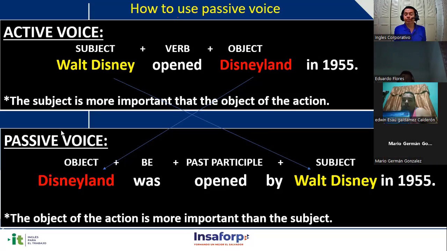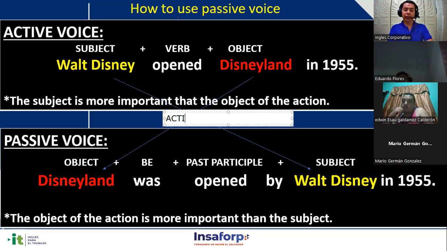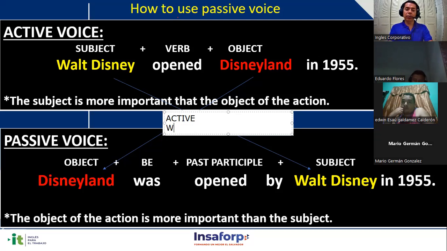Teacher, entonces al cambiarlo de posición, también digamos que tenemos que ponerle como el ejemplo que había dado de que siempre decía que amaba a Margarita, pero cambiando de posición. Ajá, vamos a poner el ejemplo de Esaú otra vez, sí? So, active voice is Esaú loves Margarita, right? Yes?